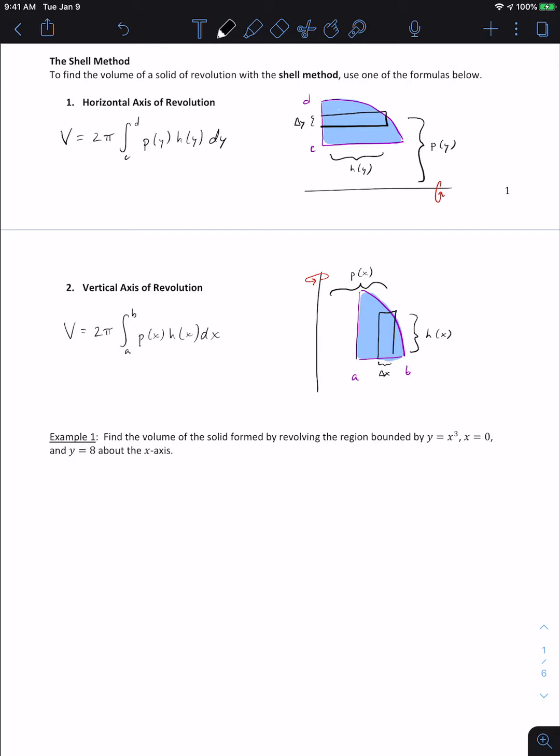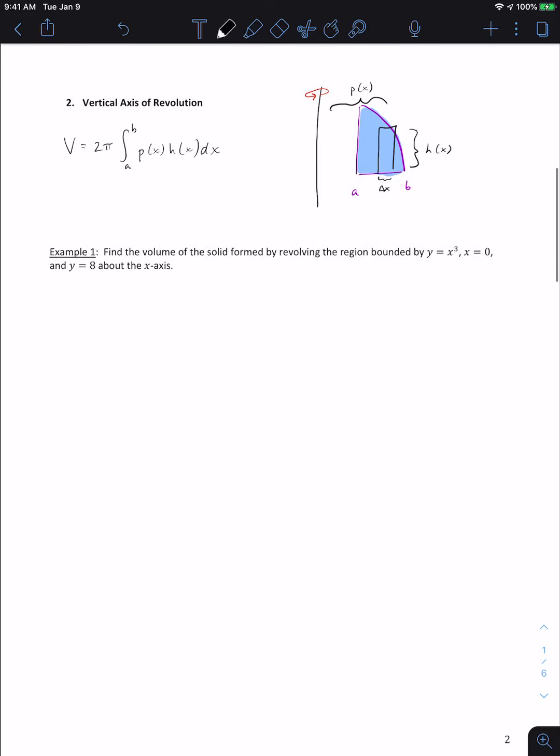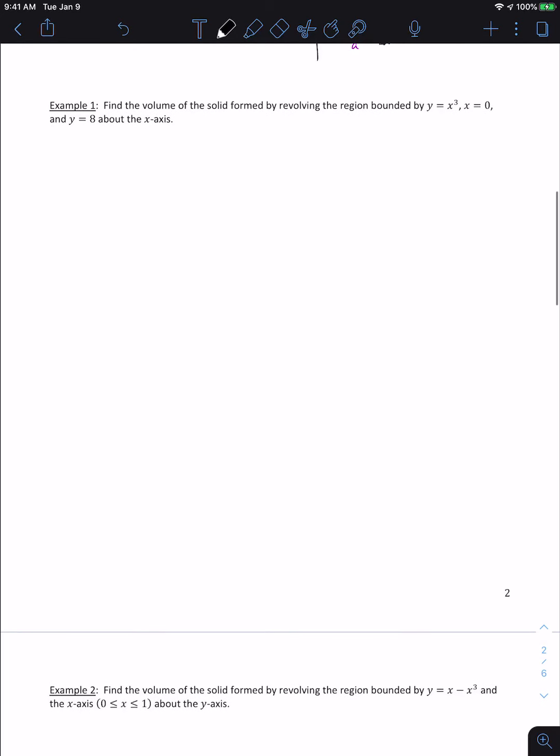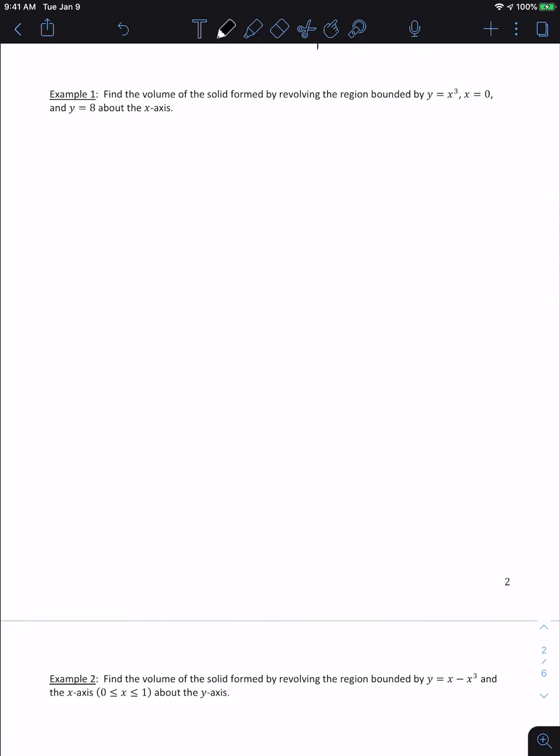Okay, so now let's go ahead and do a couple examples of using the shell method. Right? So let's find the volume of a solid formed by revolving the region bounded by y equals x cubed, x equals 0, and y equals x about the x-axis. Right? So notice our axis of revolution, where are we revolving this, is the x-axis, which is horizontal.